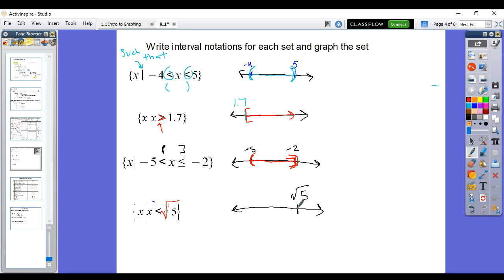Smaller than side will be towards our left. And because it's just a less than sign, that is a parenthesis because it's not "or equal to." It's a parenthesis right on it. There you go, right on it. All right, so let's talk about a couple other things.